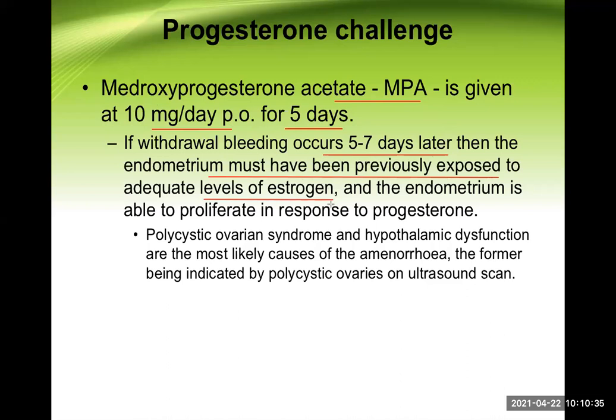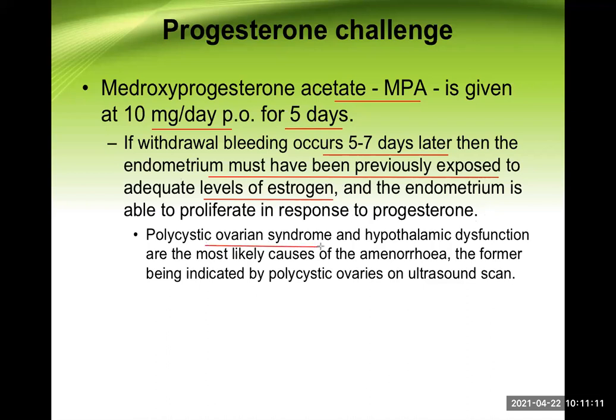Now let me clarify again. Only progesterone is not going to do its job. Before progesterone is given, estrogen should be present there, and that endometrium should be converted into proliferative type of endometrium. Then only on top of that, progesterone can convert it into the secretory type. So after stoppage of the progesterone, if bleeding occurs, that means estrogen has already done its job before. That's how progesterone can also do the job. So that is the interpretation.